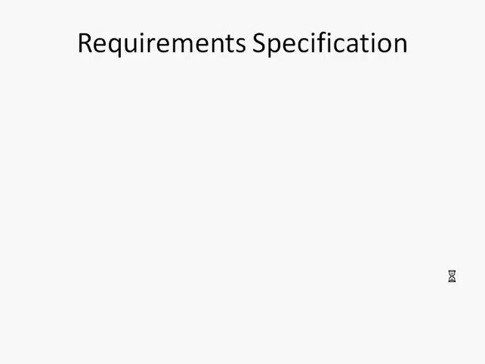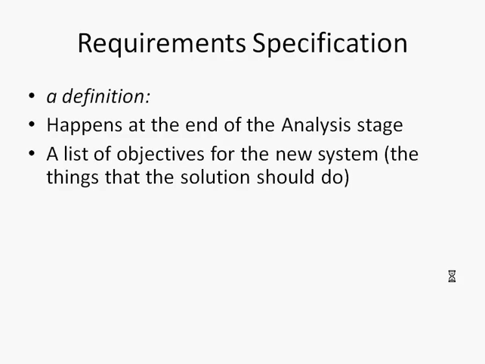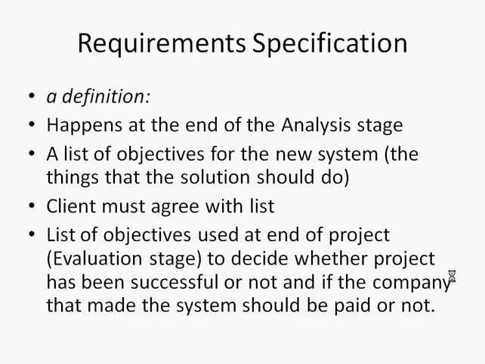called a requirements specification. First of all, a definition of what this means. It happens at the end of the analysis stage. It provides a list of objectives for the new system, the things that our solution, our product, our system should do. The client, our customer, must agree with that list, and then that list is used at the end of the project in the evaluation stage to decide whether the project has been successful or not, and if the company that made the system should be paid or not.